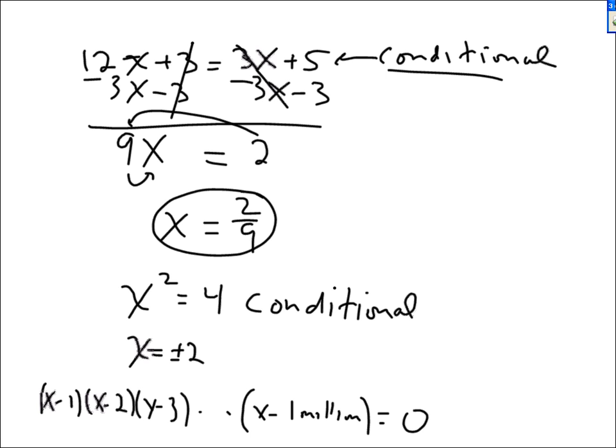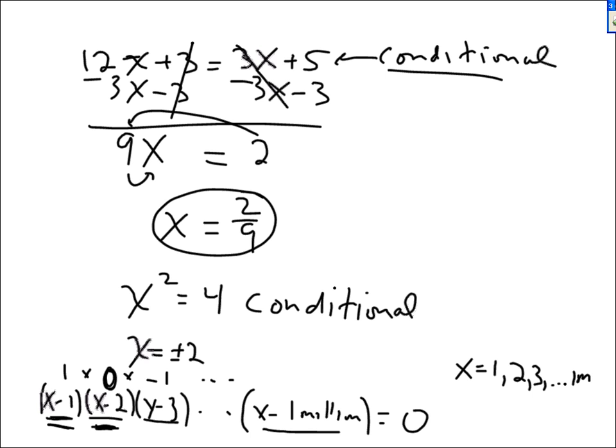Well, 1's an answer, because 1 minus 1 is 0. And regardless of what these other numbers are, 0 times it is 0. So it's equal to 0 under the condition x is 1. Or x is 2. When x is 2, this will be 0. 2 minus 1 is 1. 2 minus 2 is 0. 2 minus 3 is negative 1, etc. But when you multiply a string of numbers, and one of them is 0, the answer is 0. The x will be 1, 2, 3, all the way up to 1 million.